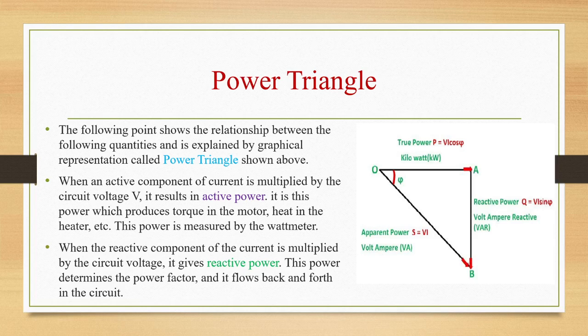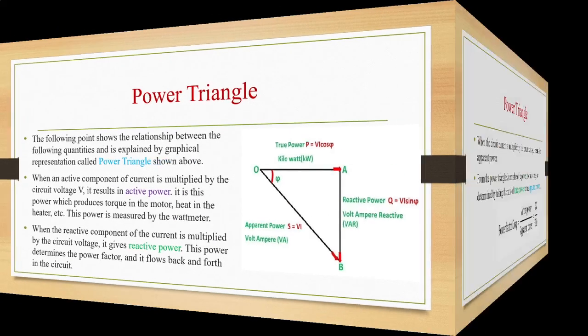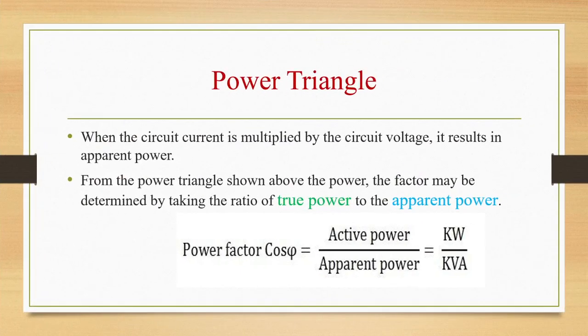When the reactive component of current is multiplied by circuit voltage, it gives reactive power. This power determines the power factor, and it flows back and forth in the circuit. When the circuit current is multiplied by circuit voltage, it results in apparent power. So from the power triangle, we can get the true power and apparent power, and we can determine the power factor.